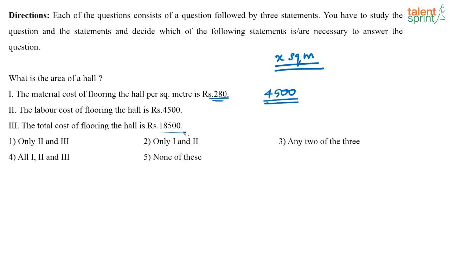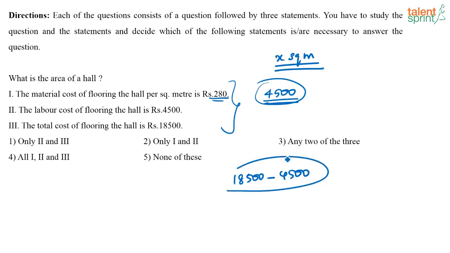But if I combine these three statements together, I'll be able to find out the total area of the hall. How is that? See, the total cost of flooring is 18,500. And out of this 18,500, 4,500 accounts for labor, right? So what is going to be the cost of the materials? It is going to be 18,500 minus 4,500.